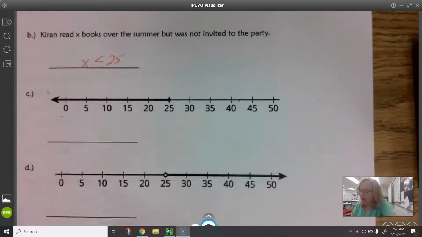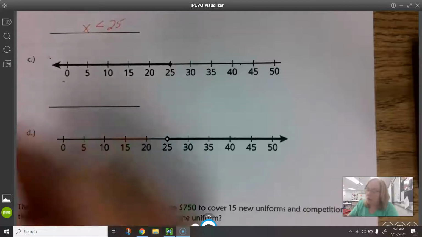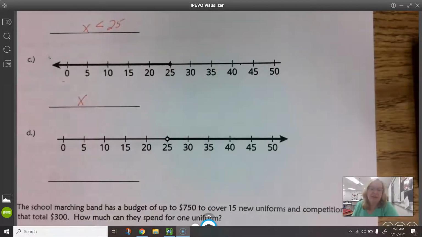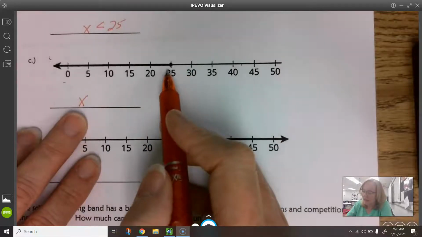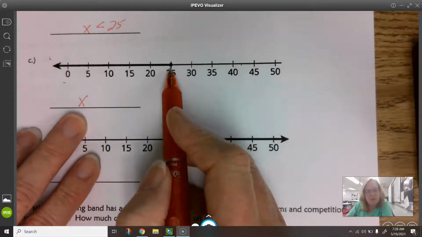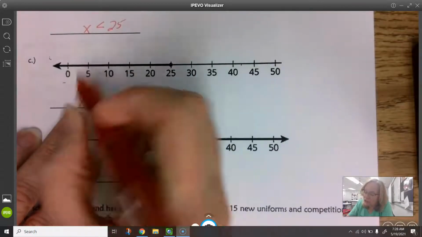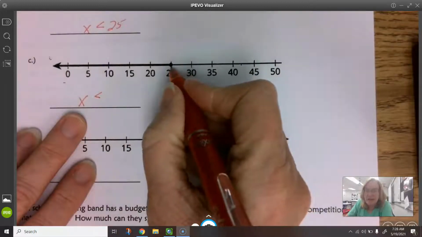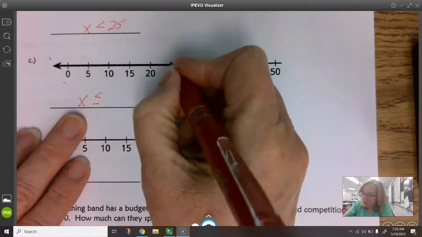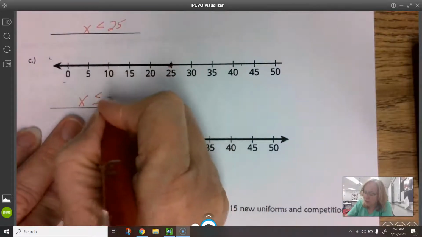Now, on these two, what we have to do is just write the inequality. I like to always put my variable on the left-hand side for lots of reasons, and I'll explain one of them in just a second. So now let's look at it. Is that an open or a closed circle? It's a closed circle. And it's less than, it's getting smaller. Is it equal to? Yeah, because it's filled in. There's that licorice filling it all in. So it's going to be less than or equal to 25.